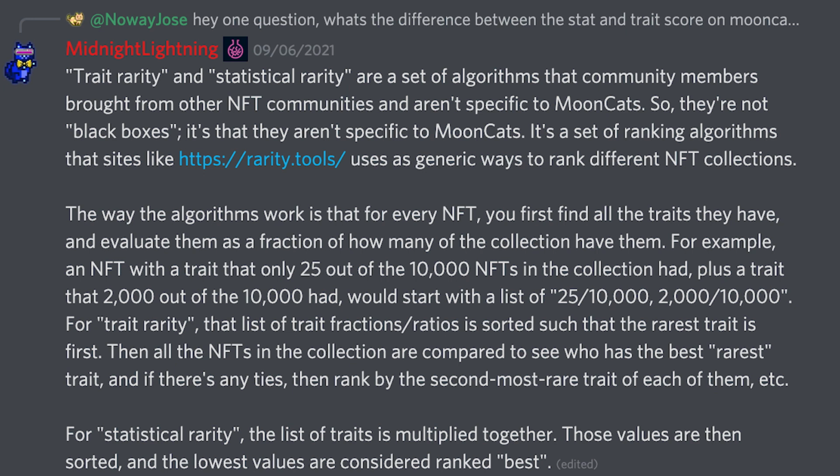Sounds like a lot. So if we're understanding this correctly, trait rarity is just who has the rarest trait first. And then if there's a tie, then it goes to the second trait. Whereas statistical rarity combines all of the traits together, multiplies them into an algorithm and spits out a number. So statistical rarity would be considered more important or has more metrics to it. I guess it depends on who's evaluating it.